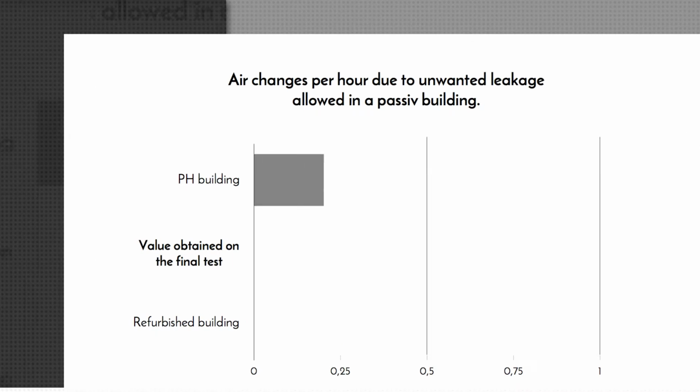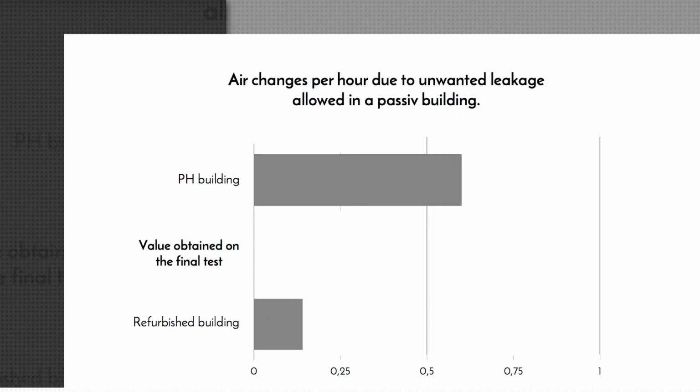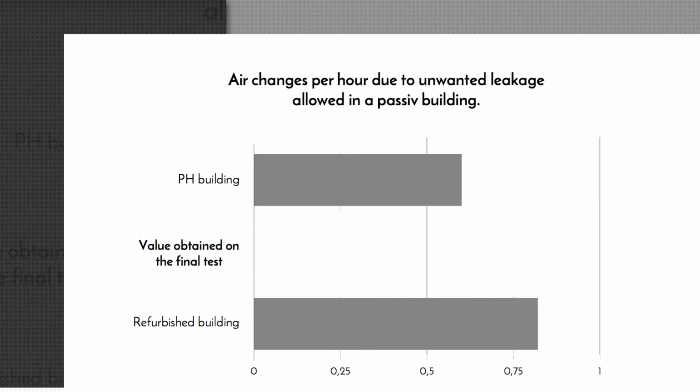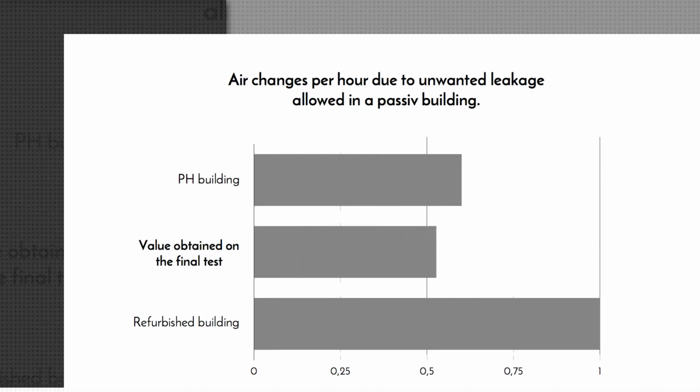In a passive house building, this number cannot exceed 0.6 changes, but in the case of refurbished buildings, this ratio is more forgiving and permits up to 1 change per hour. In our case, a value of 0.4 was obtained on the construction test and 0.78 on the final test, as shown in the graph.